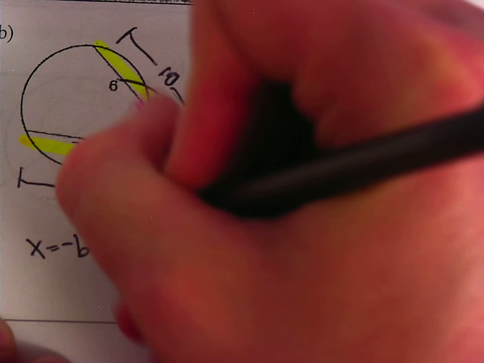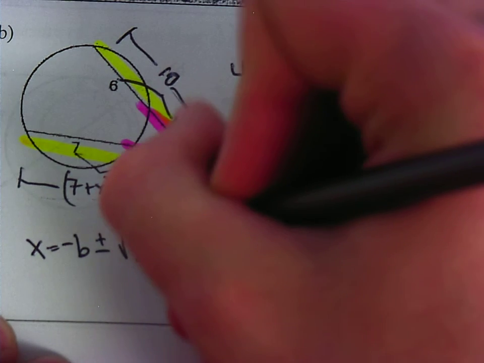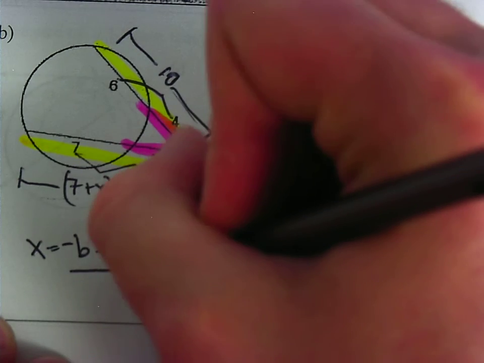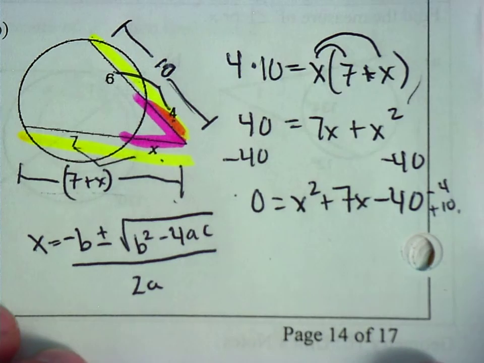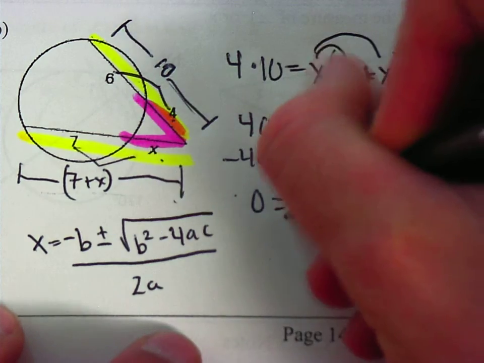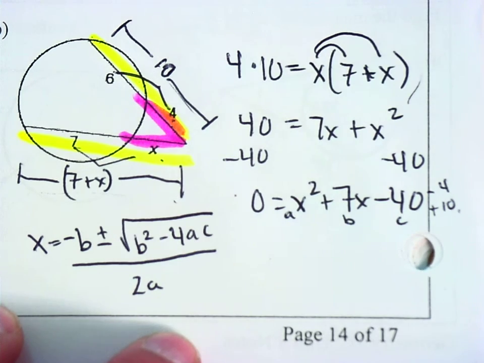And hopefully you remember this from last year. The quadratic formula is negative b plus or minus the square root of b squared minus 4ac, all over 2a. It looks like that. So we're just going to plug these in. Remember that it's the coefficients, and then c is at the end.